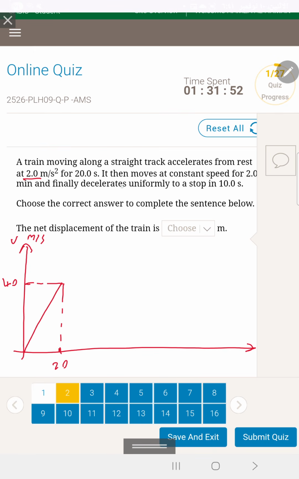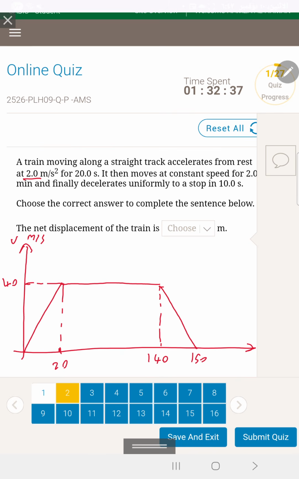And then it moves at constant speed for 2 minutes. 2 minutes means 120 seconds. So you have to draw a horizontal line here for 120 seconds. This means here you have now 140. And the last stage of the journey, decelerate for 10 seconds. Decelerate for 10 seconds means here you have to write 150 seconds, because from 140 to 150 is 10 seconds. So these are the three stages in the journey.